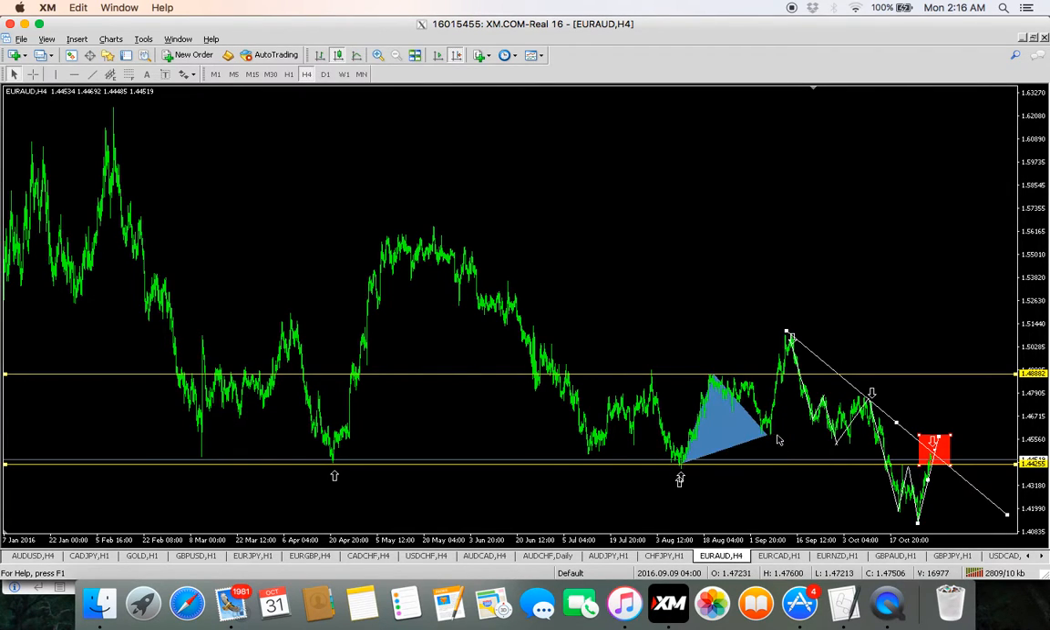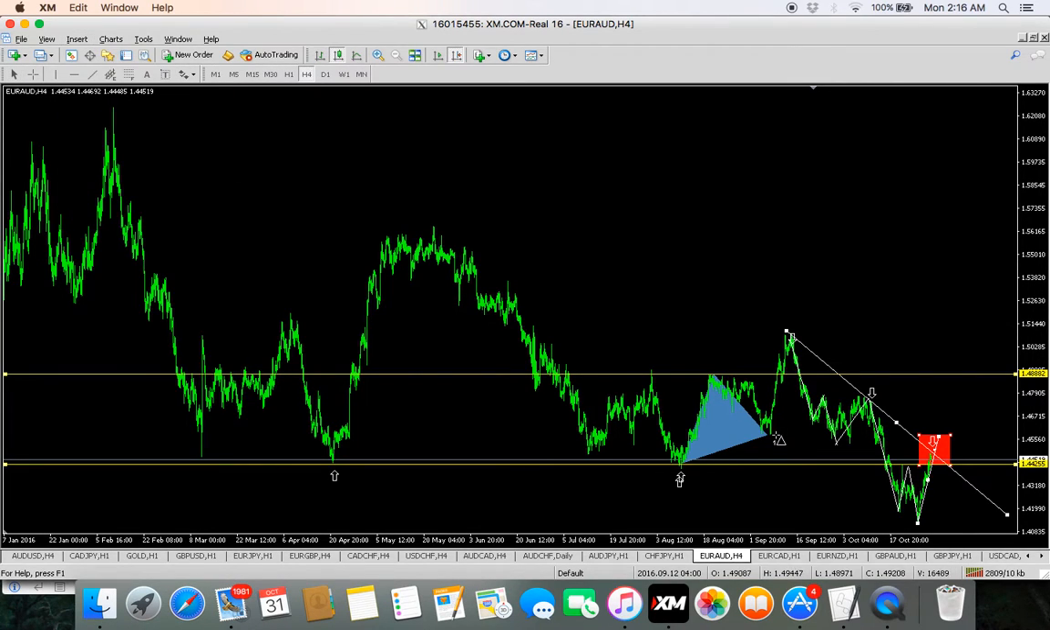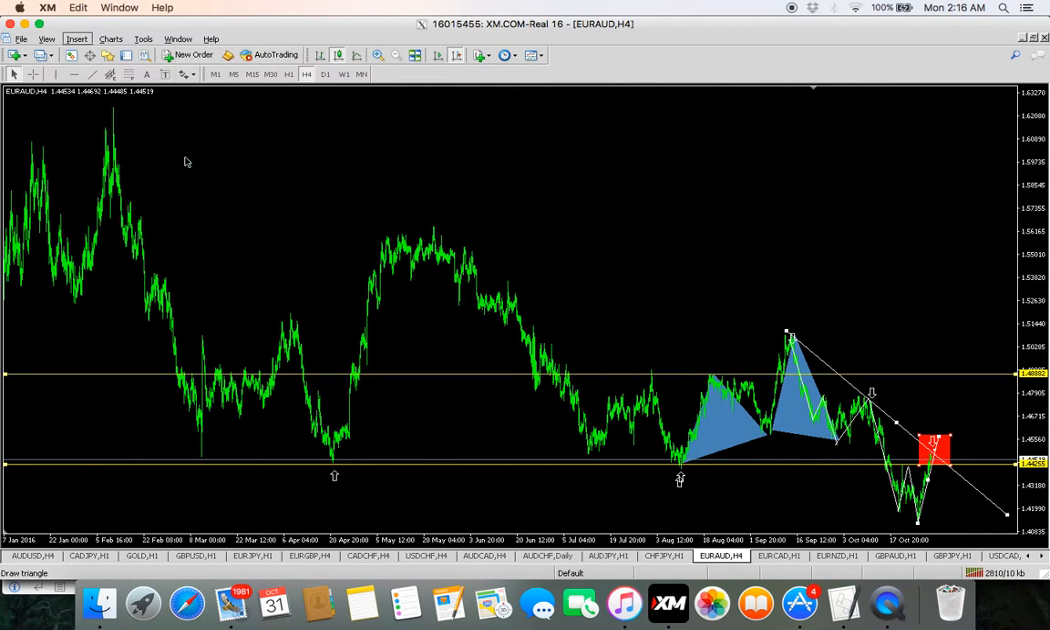You can see. Okay, don't mind the shape, but you see that it's head and shoulder. You draw it properly. If this does not satisfy you, okay, fine, there we go, guys. So let's see the target. If we see whether the market is done with its movement.